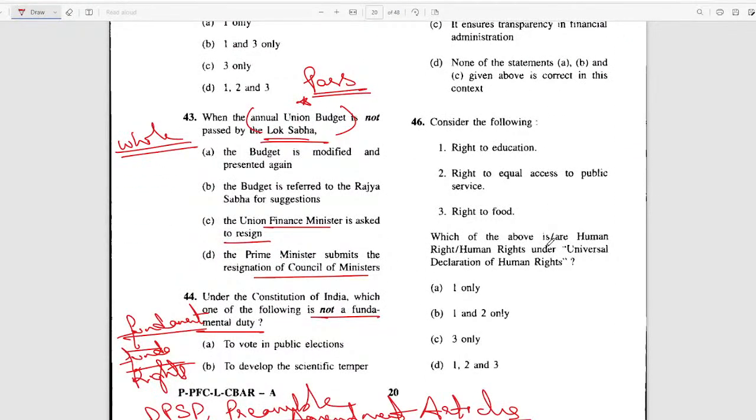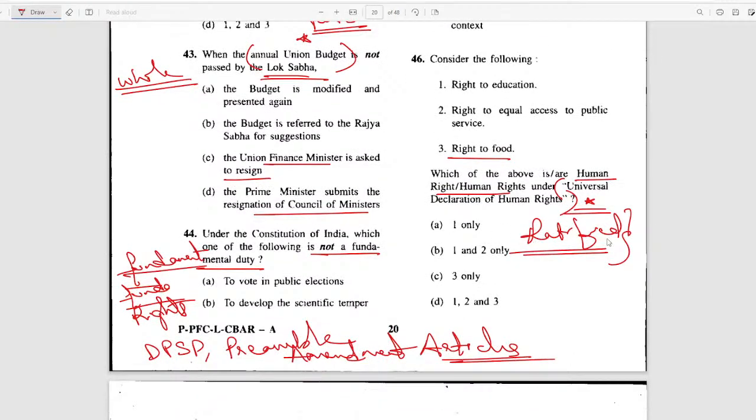Then consider the following: right to education, right to equal access to public service, right to food. Which of the above is or are human rights under Universal Declaration of Human Rights? So go through this Universal Declaration of Human Rights and go through whether India has ratified it or not. And what does ratifying mean? You have to understand that also. And human rights, they have asked about Universal Declaration of Human Rights.